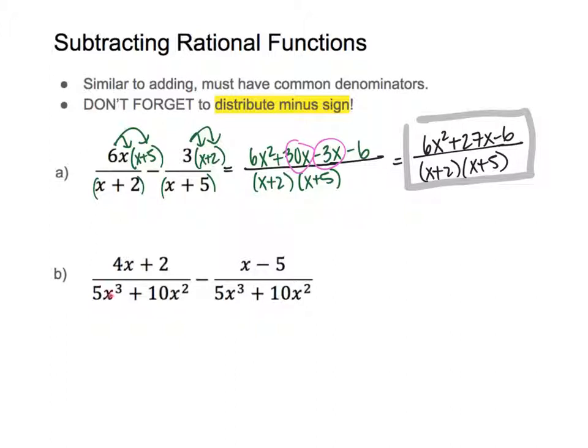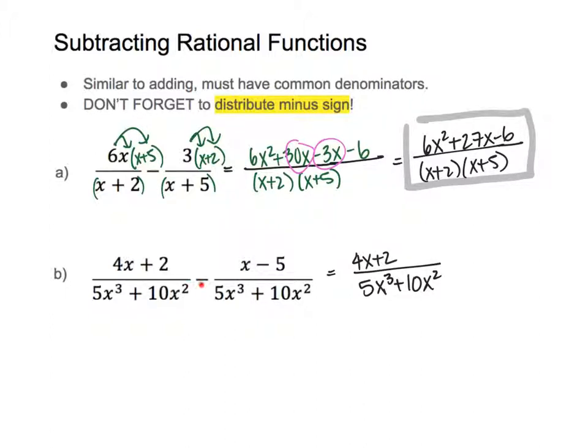Okay, so looking at this one here, let's take a look at the denominator. Are the denominators the same? Yeah, they both have 5x cubed plus 10x squared. So that's telling me my common denominator has already been chosen to be 5x cubed plus 10x squared. They've already figured it out based off the problem. So when I look at this here, I don't have to do anything to the top. I just have a 4x plus 2. So I'm going to bring that over. I have a 4x plus 2.